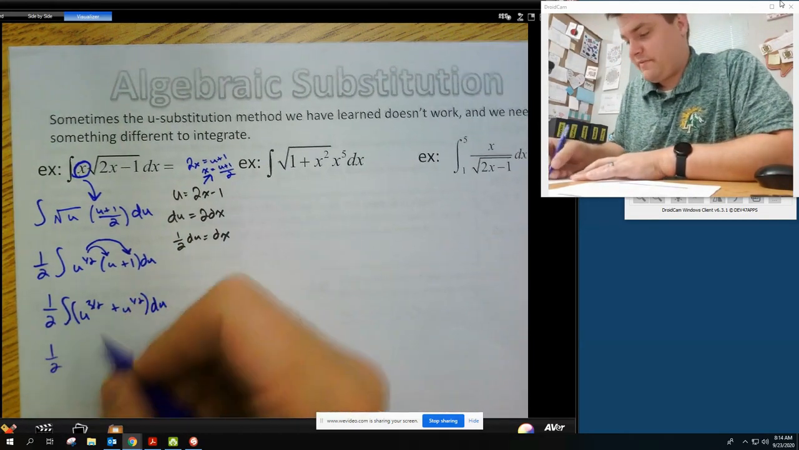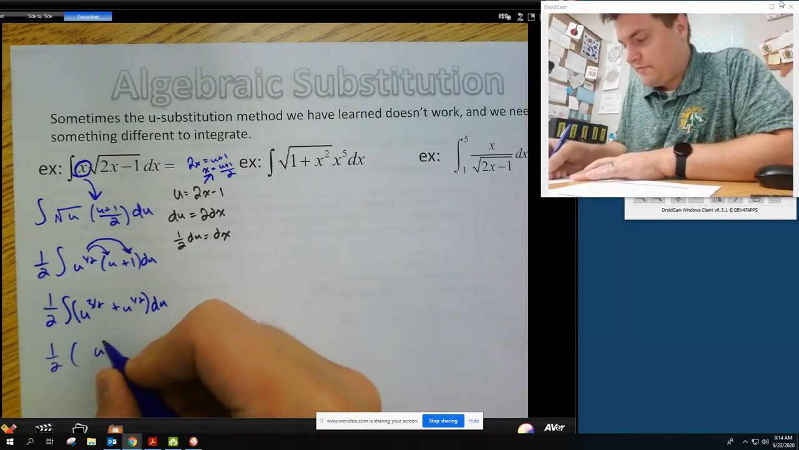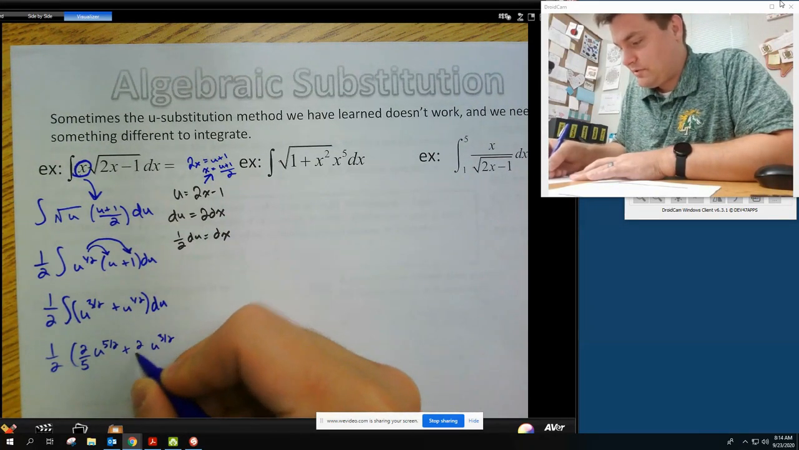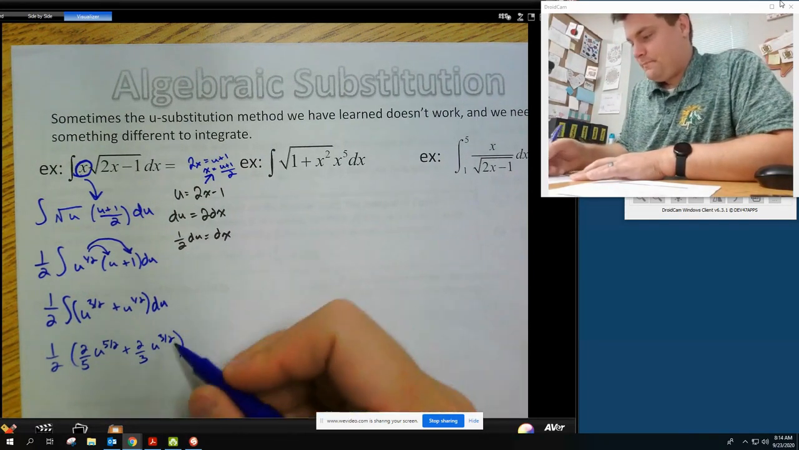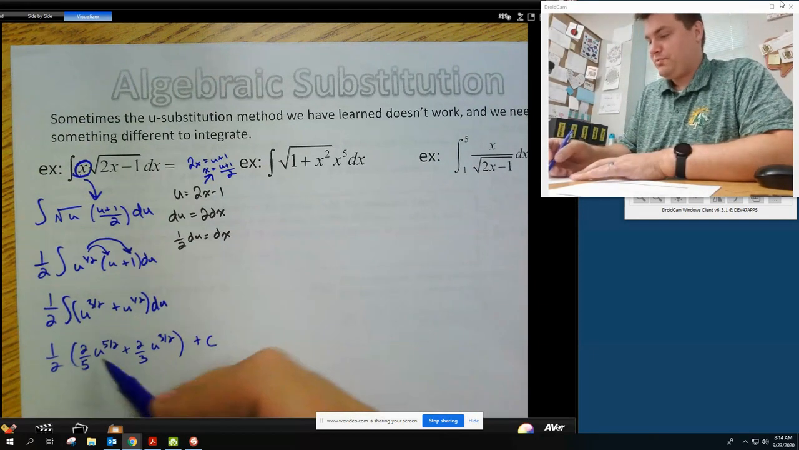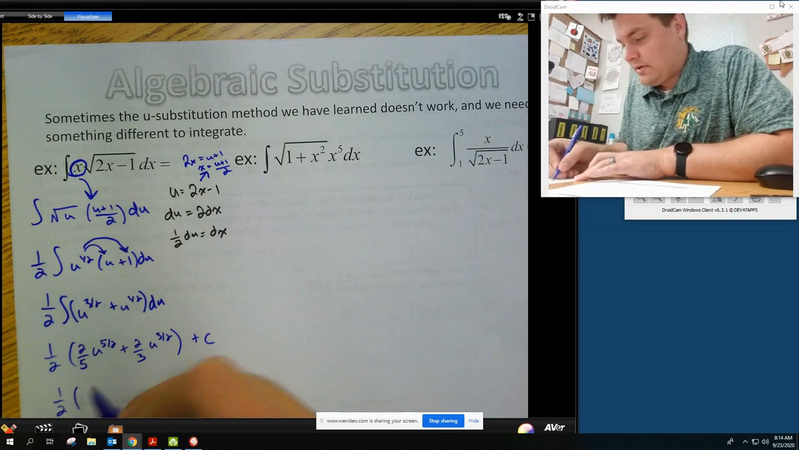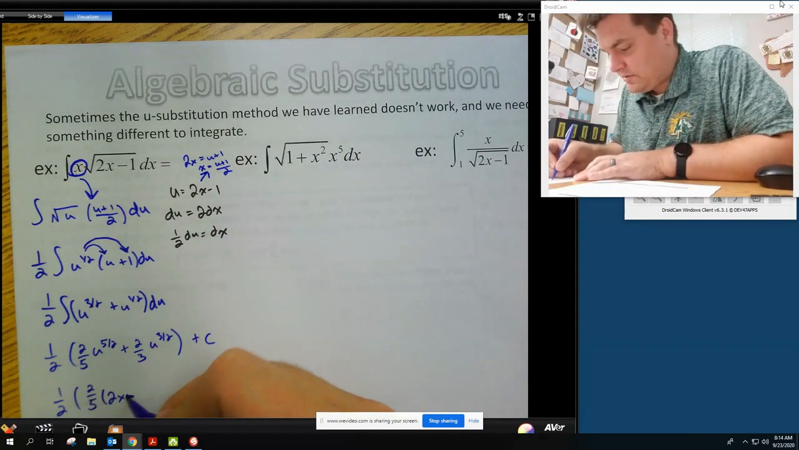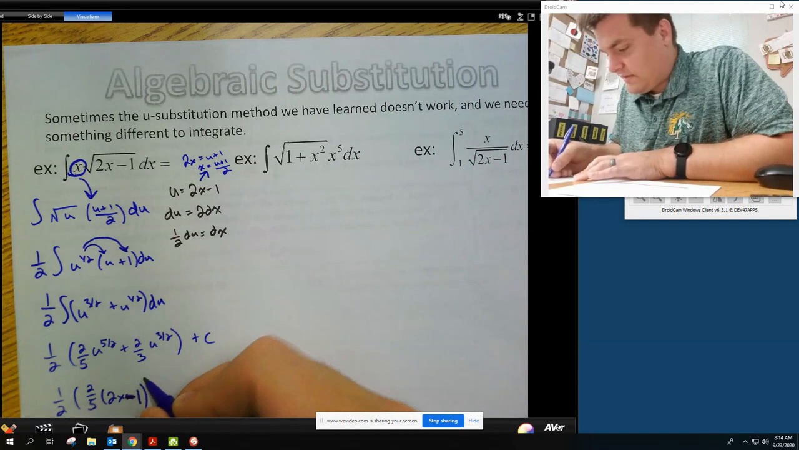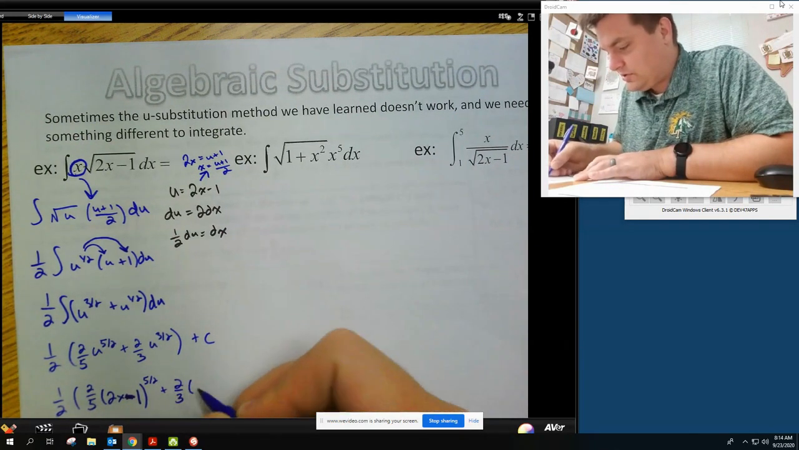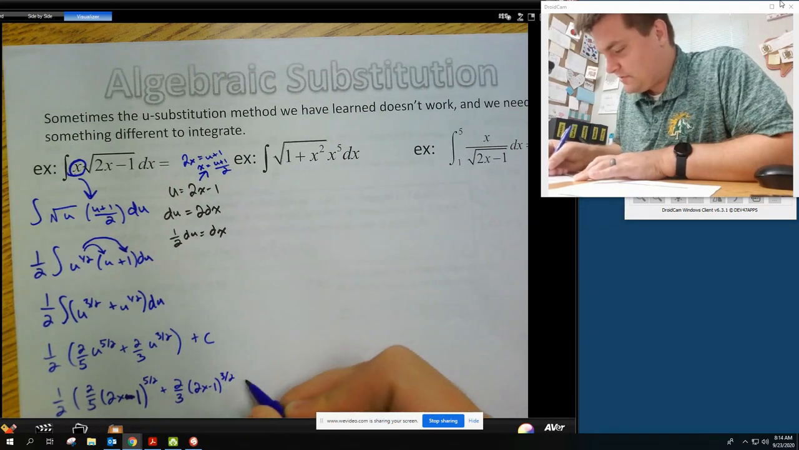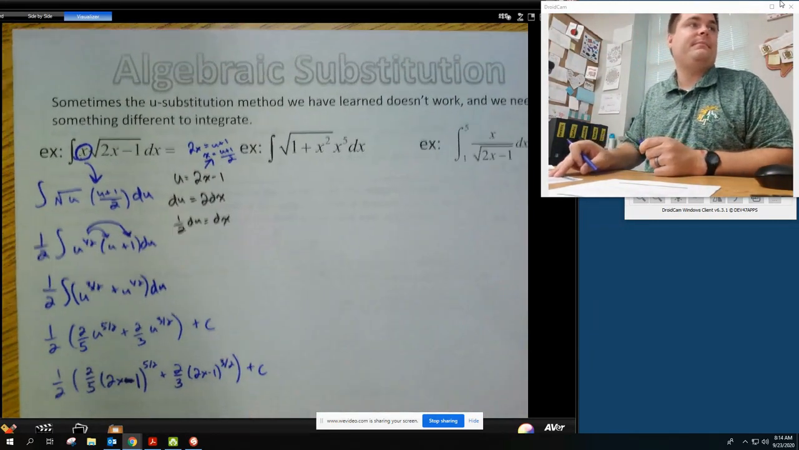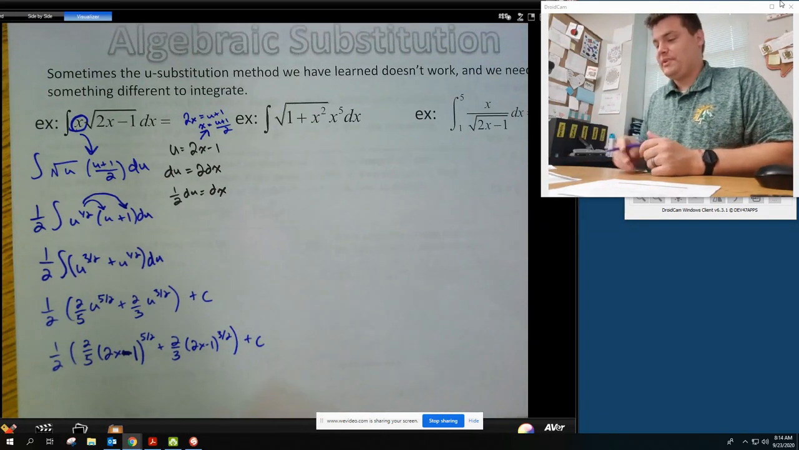So here we go. I'm going to find the antiderivative of both of these. This is going to be u to the 5/2 divided by that, which is 2/5, plus u to the 3/2 divided by that, which gives me 2/3, plus c. The only thing I have left to do here is replace that u with my original. So I'm going to get 1/2, 2/5 of my 2x minus 1 to the 5/2 plus 2/3, 2x minus 1 to the 3/2 plus c. Now you can distribute that 1/2 if you want to. I'm not going to worry about it, but there you go. So that is algebraic sub.